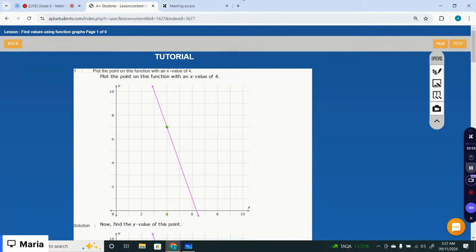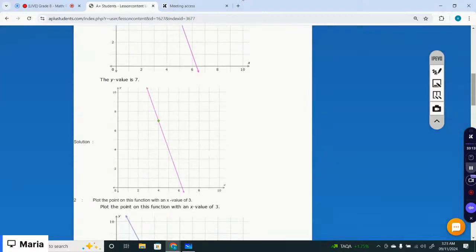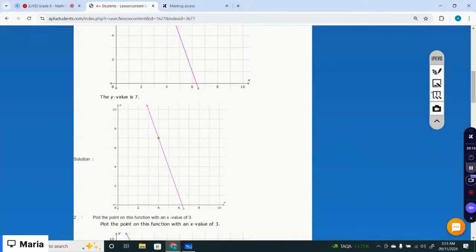Plot the point on this function with an x value of 4. So here you have x equals 4. So plot a point and see the value of the y. So the y value is 7.